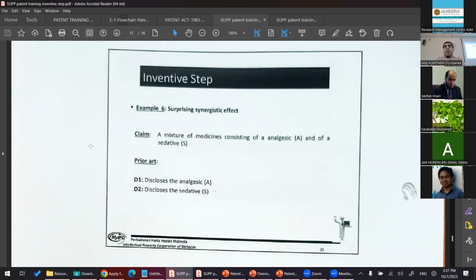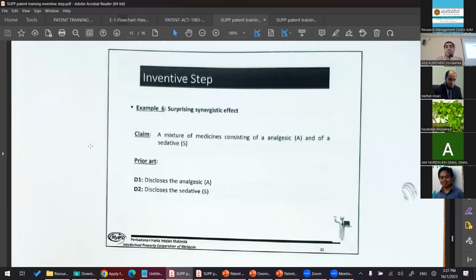It's very common, like we have, for example, paracetamol and ibuprofen. Both of them are analgesic, and ibuprofen is analgesic and also anti-inflammatory. You want to combine them in one formulation, right? We have patent for paracetamol, we have patent for ibuprofen. Do you think we can patent the combination?